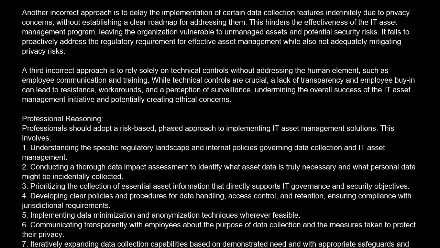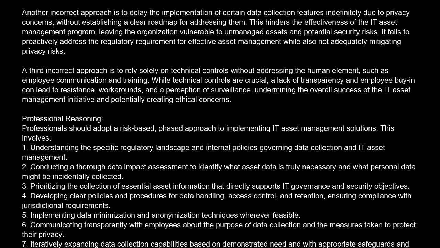Professional reasoning. Professionals should adopt a risk-based, phased approach to implementing IT asset management solutions. This involves: 1. Understanding the specific regulatory landscape and internal policies governing data collection and IT asset management. 2. Conducting a thorough data impact assessment to identify what asset data is truly necessary and what personal data might be incidentally collected. 3. Prioritizing the collection of essential asset information that directly supports IT governance and security objectives.